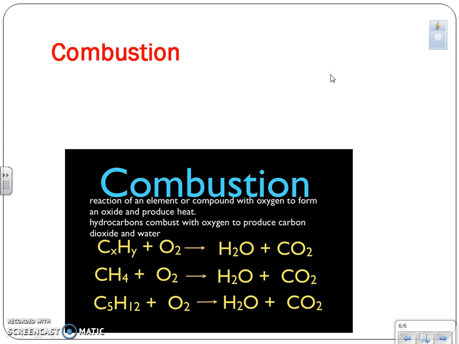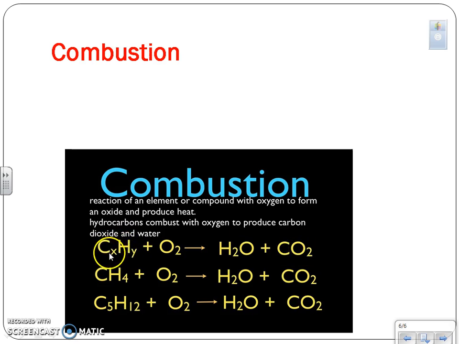The last one's called combustion. It's your favorite kind. It's when things catch on fire or burn. Typically, it's a reaction where you have a hydrocarbon. CxHy means this number can be any number, and this number can be any number. And here's 2 examples. The main thing is oxygen is always a reactant. Water and CO2 are always products.